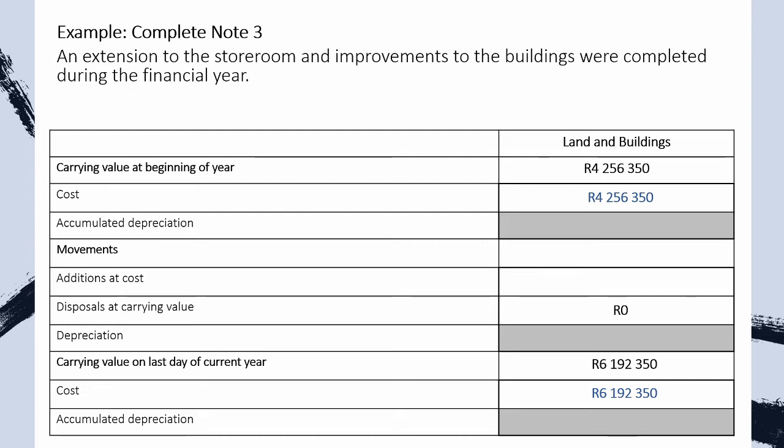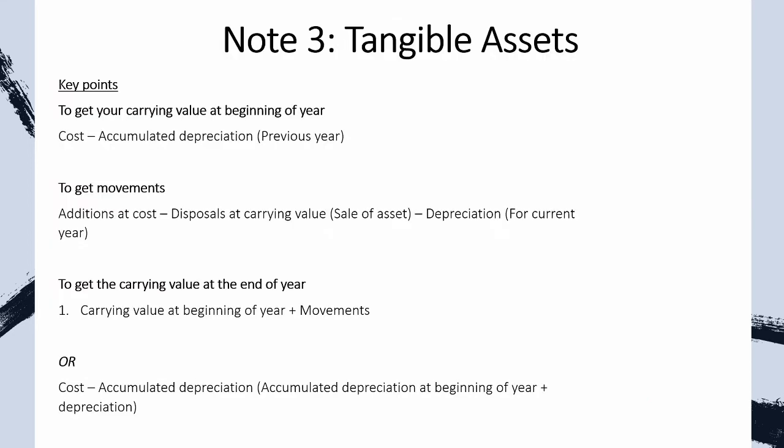So how do we get it? We say carrying value at the end of the financial year minus the carrying value at the beginning of the year. Okay. So we say 6,192,350 minus the 4,256,350 to give us our movements of 1,936,000, okay, which then is of course equal to our additions at cost. All right, that's land and buildings done. Now we finished with that. Let's move on to vehicles.